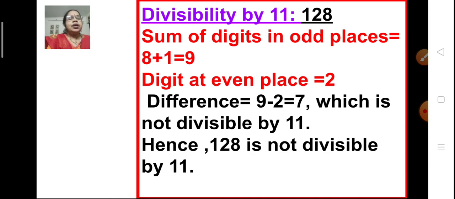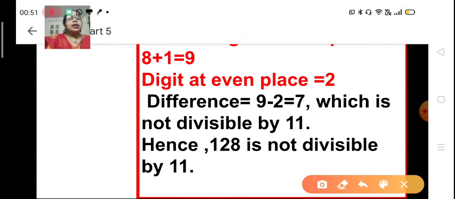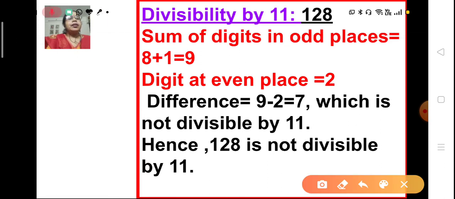So, let us check here the digits in odd places. What are the digits in odd places? These are 8 and 1, isn't it? So, their sum 8 plus 1 is 9. And what is the digit in even place? It is 2. Alright. So, the digit at even place is 2.